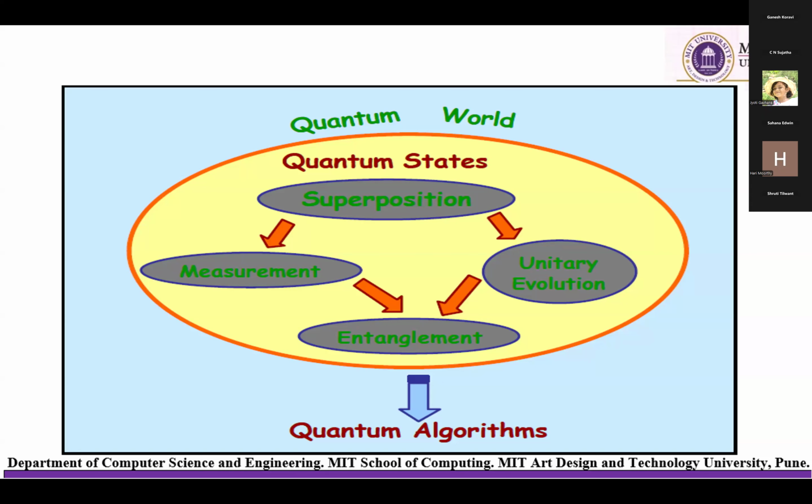4, measurement collapses a quantum state into a definitive state, 0 or 1, which is then read out as the output of the quantum algorithm. These quantum phenomena work together to form the basis for developing powerful quantum algorithms capable of solving problems exponentially faster than classical methods.